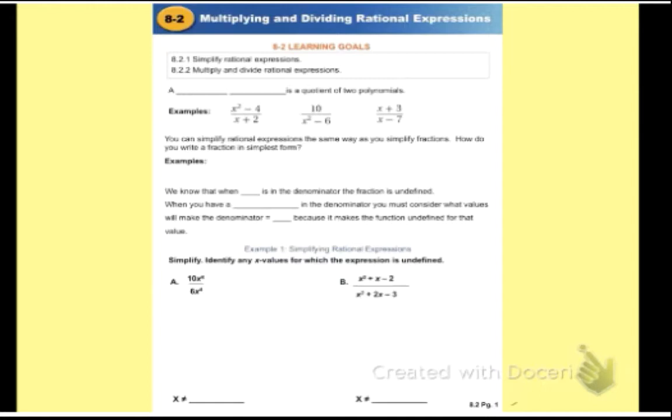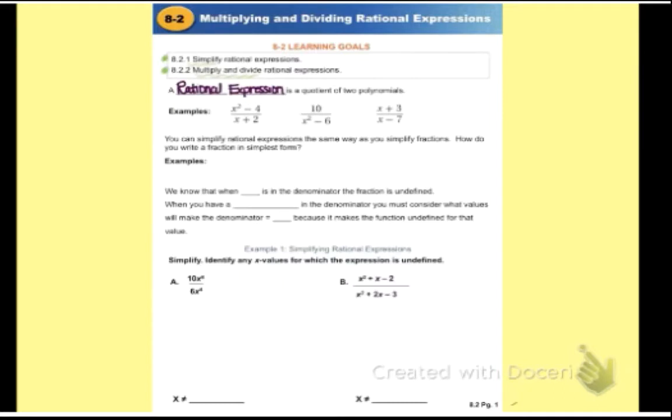So what is a rational expression? Well, an expression that's a rational expression is a ratio of two polynomials. And it's called a rational expression because one is divided by the other, like in a ratio. So rational really stands for a ratio between these polynomial expressions. Our learning goals for today are to simplify rational expressions and to multiply and divide rational expressions.